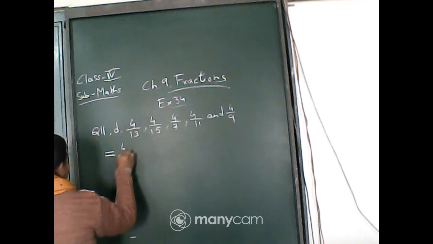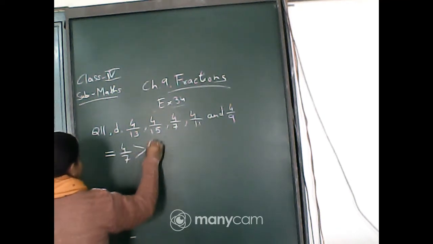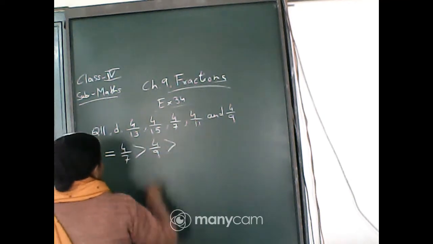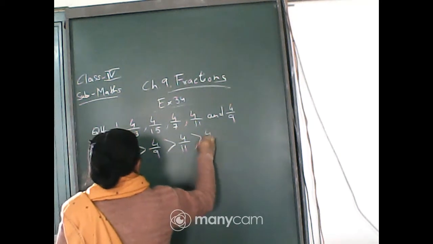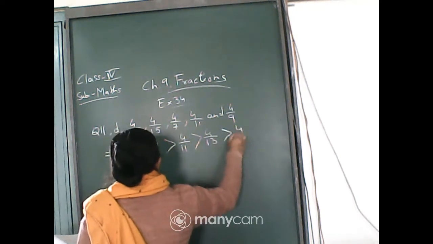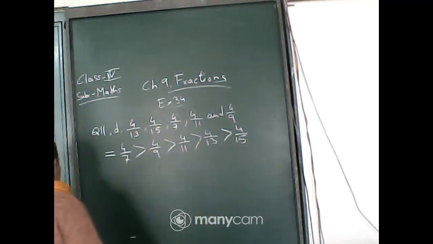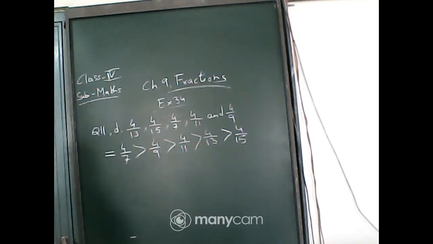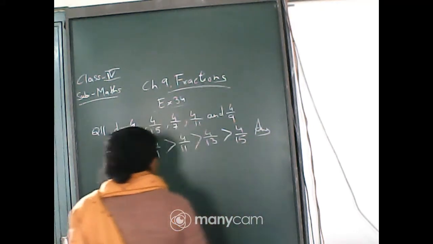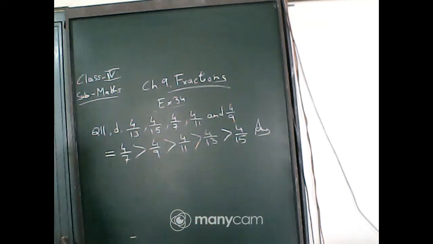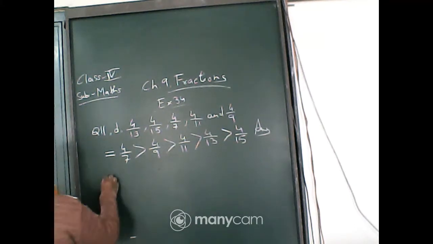That means 4 by 7 greater than 4 by 9, greater than 4 by 11, greater than 4 by 13 and greater than 4 by 15. Okay. So 4 by 7 greater than 4 by 9, greater than 4 by 11, greater than 4 by 13, greater than 4 by 15. So this way we have arranged in descending order. One more, let us try.